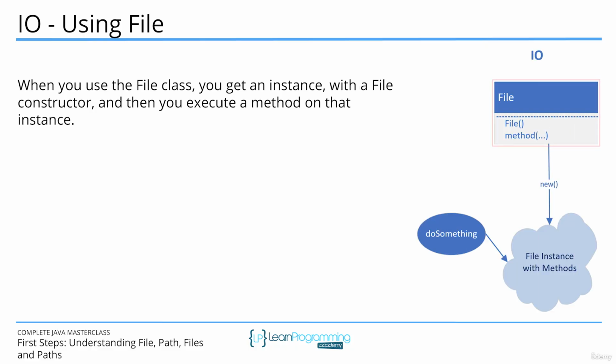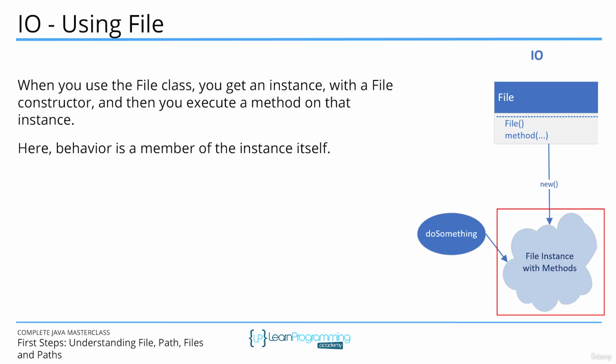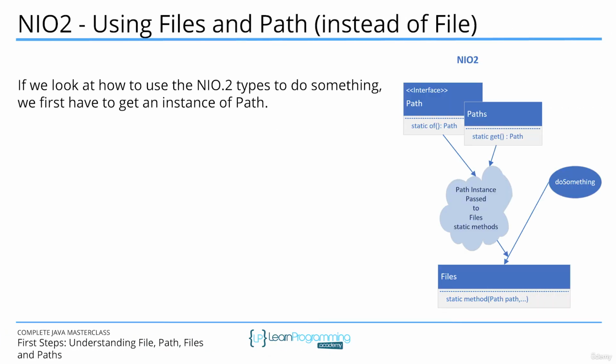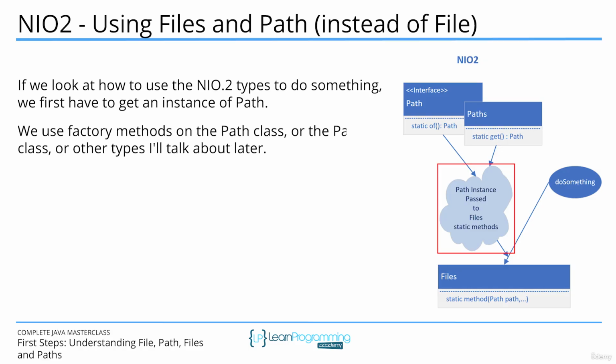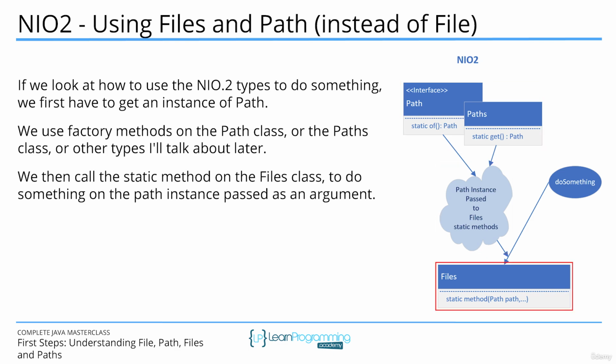When you use the File class, you get an instance with a File constructor, and then you execute a method on that instance. Here, behavior is a member of the instance itself. This is a pretty familiar pattern. If we look at how to use the NIO types to do something, we first have to get an instance of Path. We don't do this directly. Instead, we use factory methods on the Path class or the Paths class or other types I'll talk about later. We then call the static method on the Files class to do something on the Path instance passed as an argument.